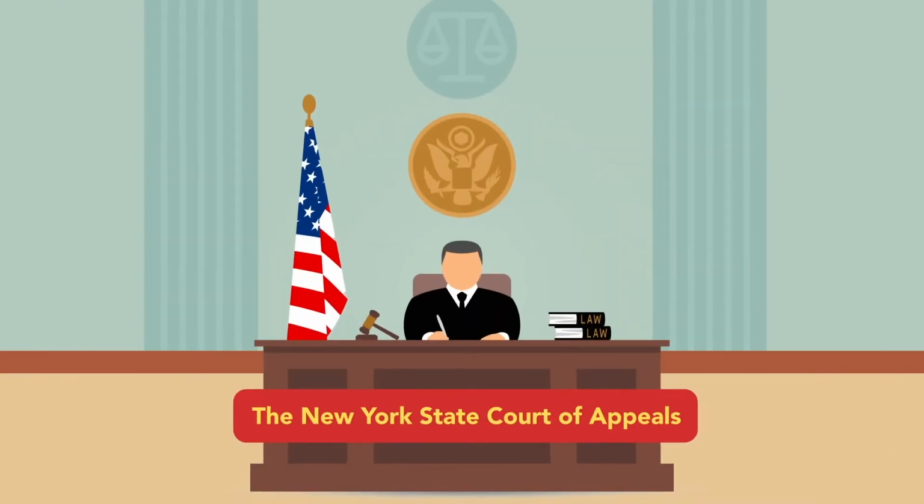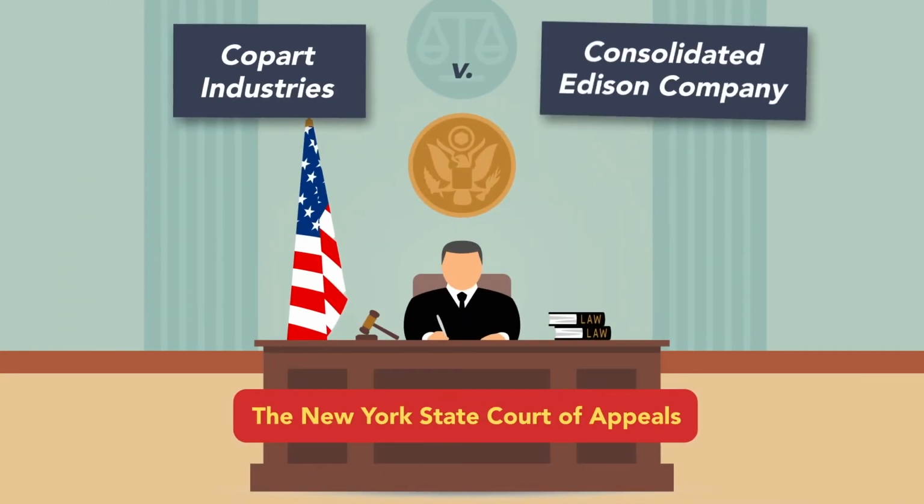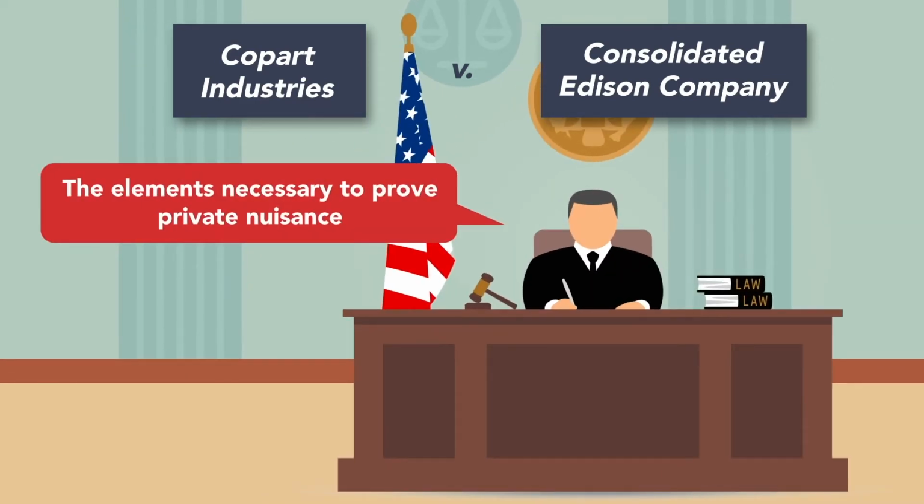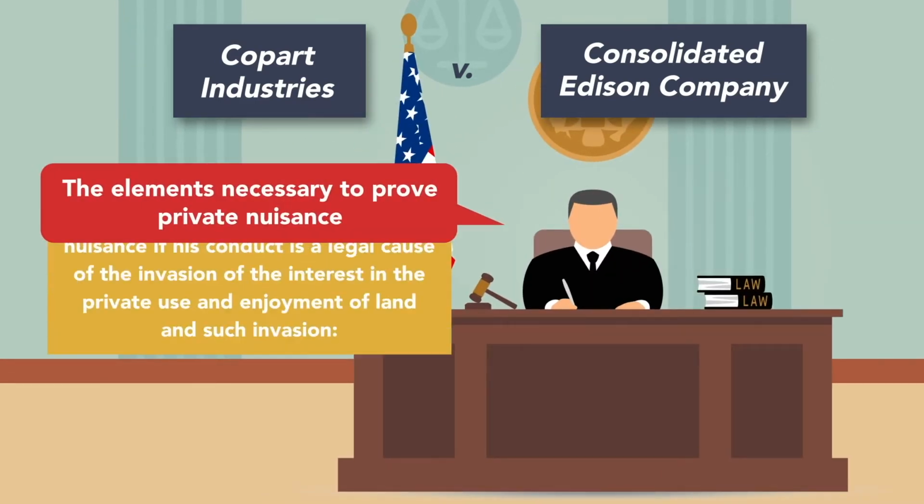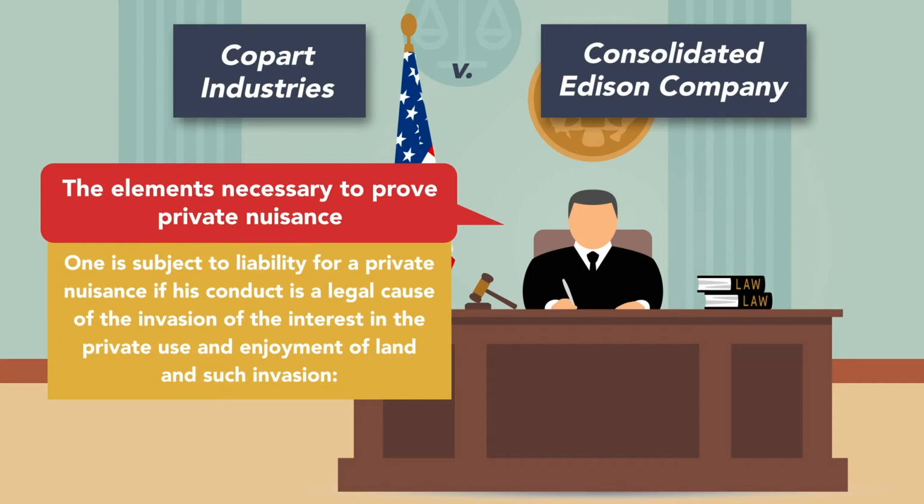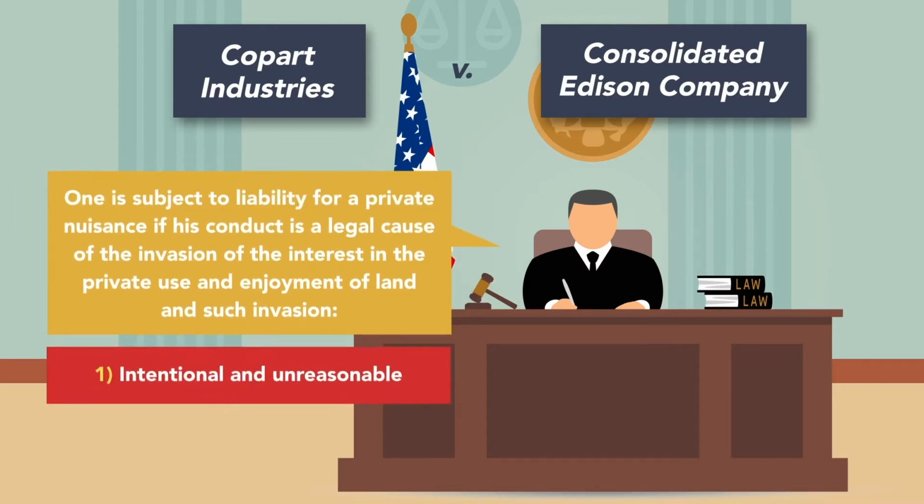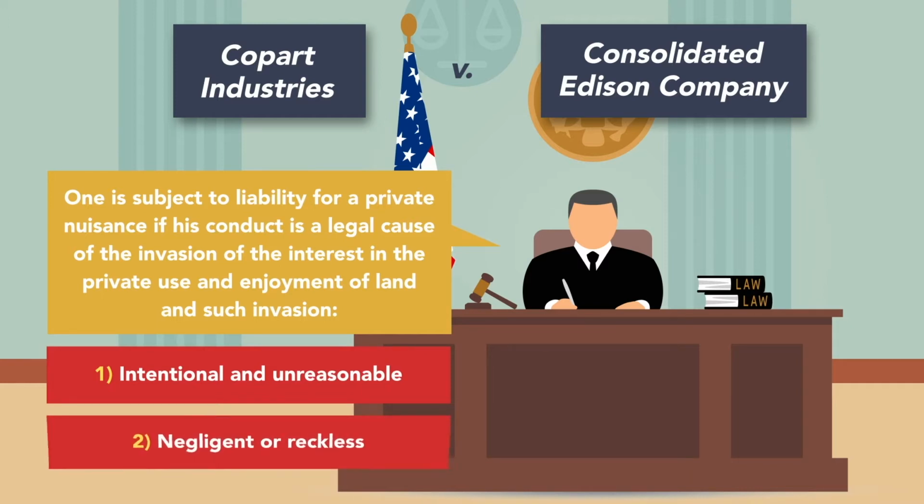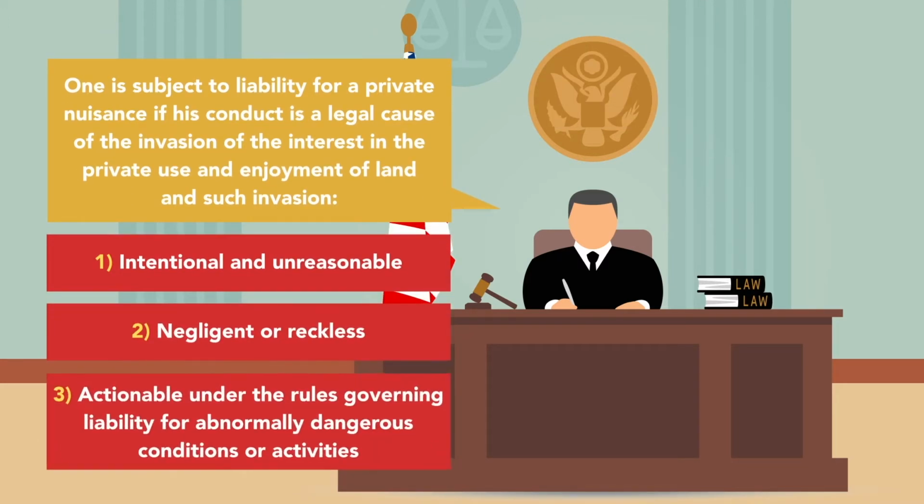The New York State Court of Appeals, in Copart Industries versus Consolidated Edison Company, explained the elements necessary to prove private nuisance. The court stated that one is subject to liability for a private nuisance if his conduct is a legal cause of the invasion of the interest in the private use and enjoyment of land, and such invasion is 1. Intentional and unreasonable, 2. Negligent or reckless, or 3. Actionable under the rules governing liability for abnormally dangerous conditions or activities.